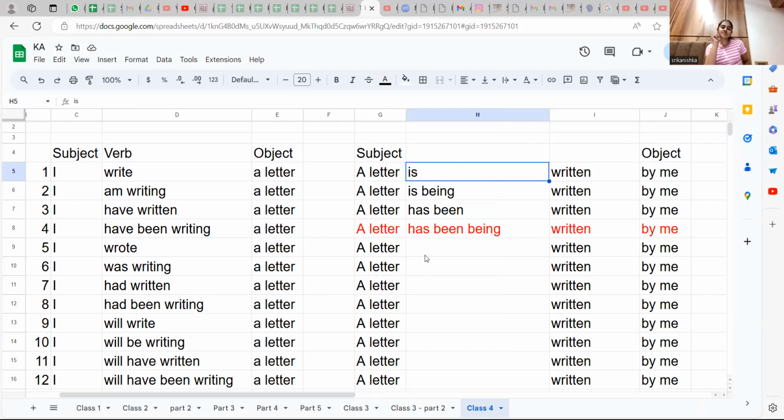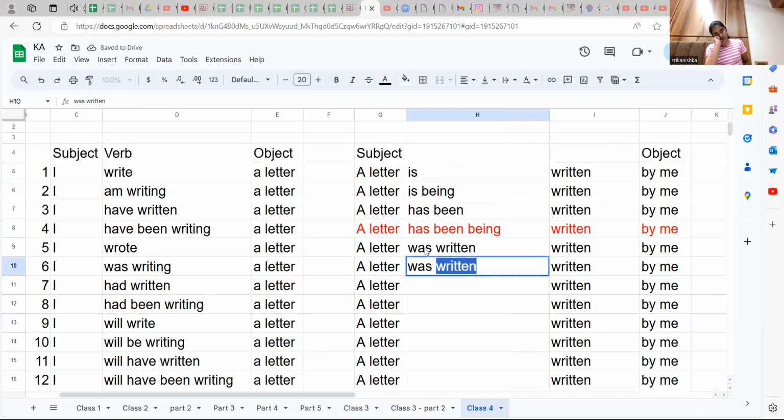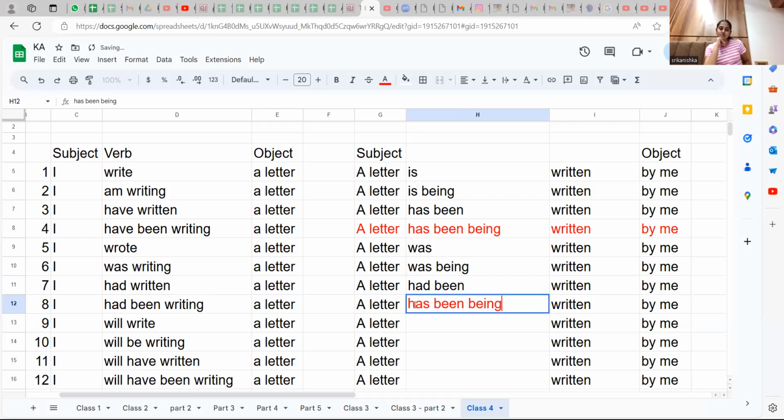So a letter was written by me. A letter was being written by me. Had been written. A letter had been written by me. So since the written is there, you can actually remove that. Here, had been being, and it's going to be a blank again. Had been. Likewise here, is written, was written here.